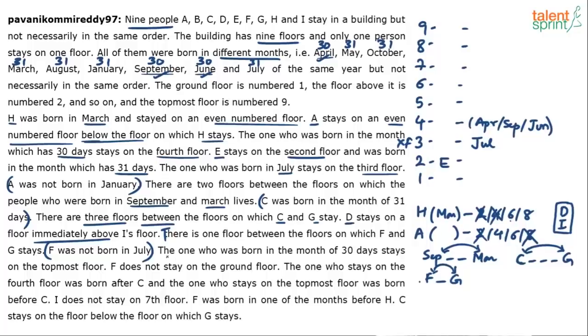Now next point. The one who was born in the month of 30 days stays on the topmost floor. Understand? The month of 30 days, there are only three choices: April, September or June. So topmost floor is 9th floor. It should be a 30-day month, which means it can be April or September or June.